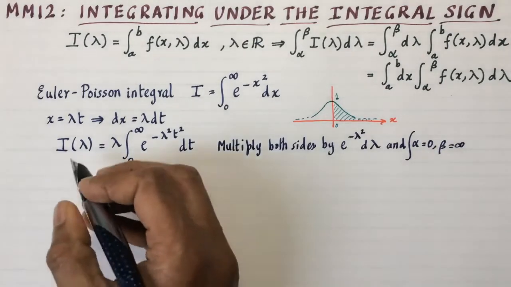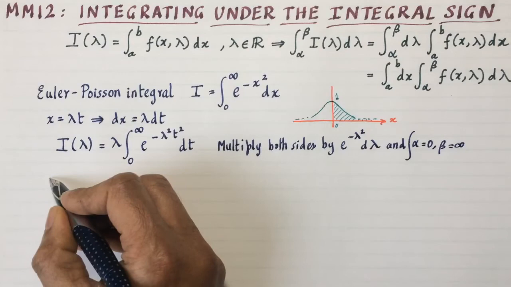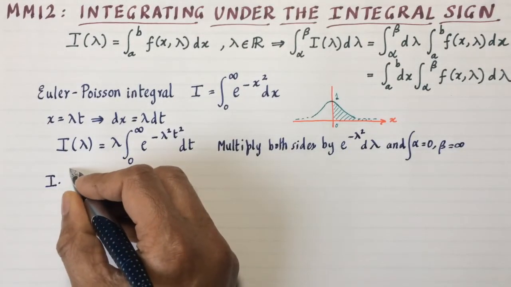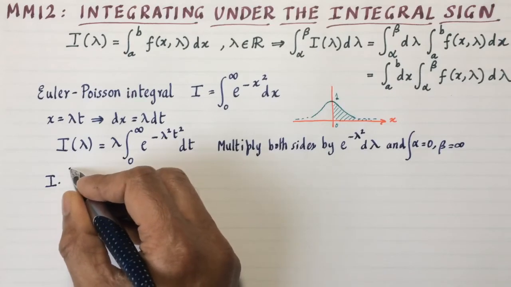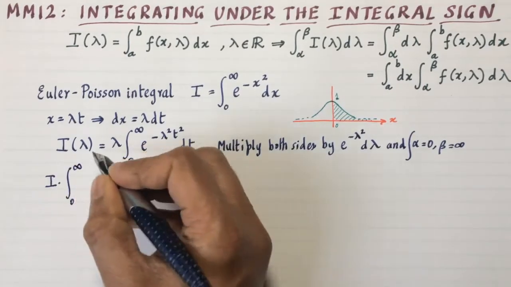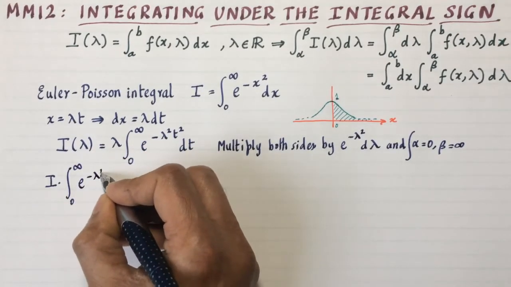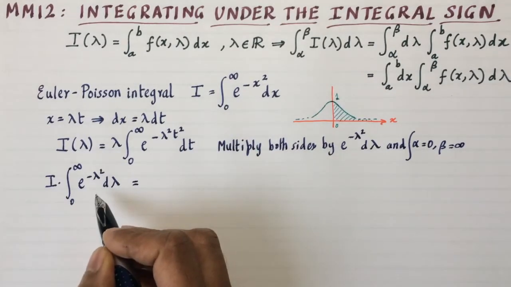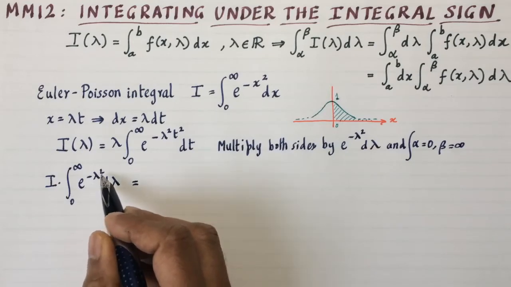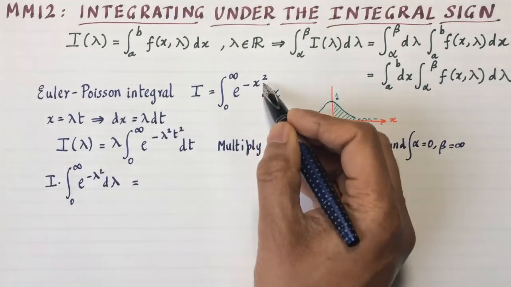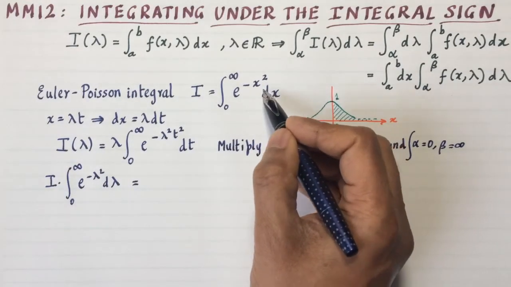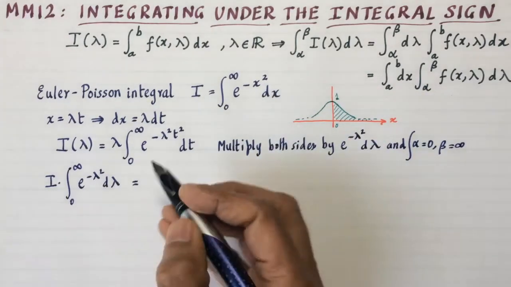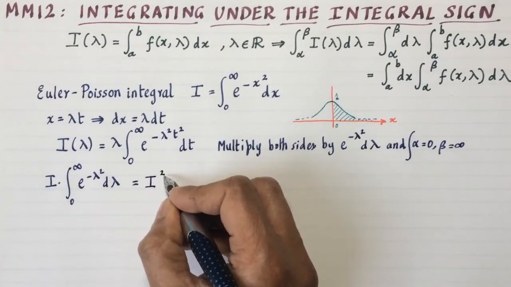Okay, we're going to do that. So let me show you that. I, which is I of lambda, and I'm going to multiply it by the integral e to the minus lambda squared d lambda. Now if you think about it, there's no real difference between e to the minus lambda squared d lambda and e to the minus x squared dx. I'm just replacing the dummy index x by another dummy index lambda. So this is in fact equal to I squared.